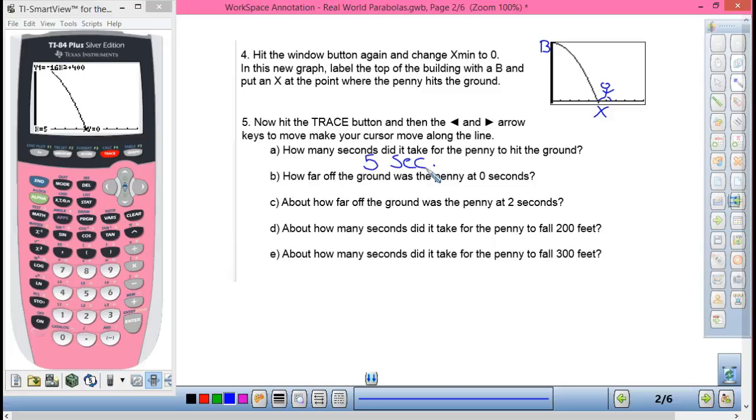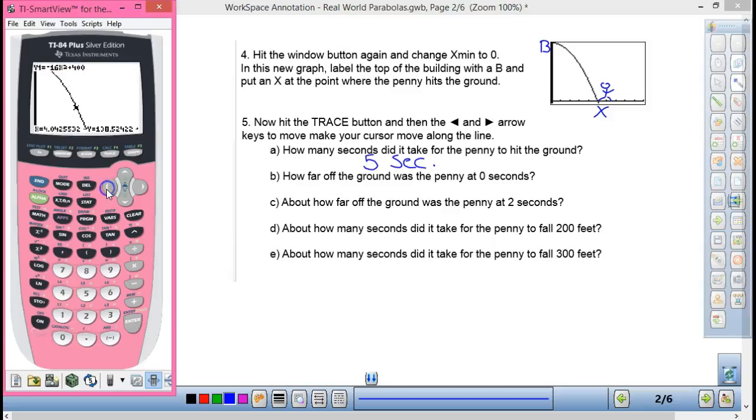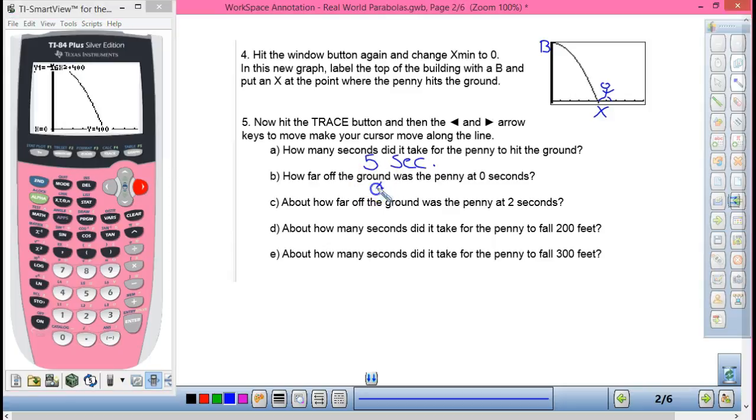Okay, then it says how far off the ground was the penny at 0 seconds. So what do I have to go to, what is 0? 0 seconds, yep, would be where x is 0. So x is 0 at how many feet? 400. Which makes sense because we were standing on top of a 400-foot building at 0 seconds, right?